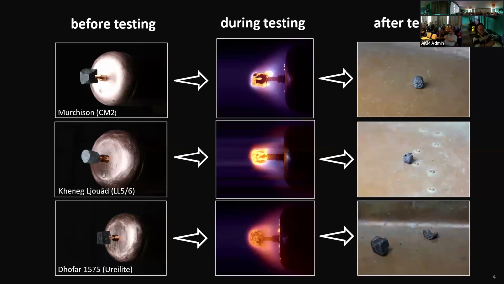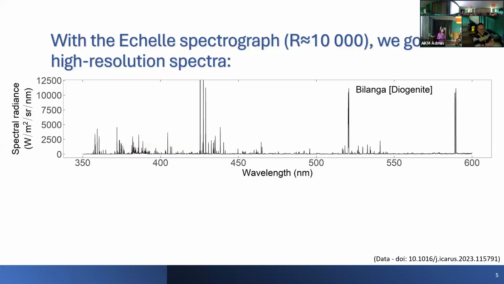And here we can see some of our meteorite samples. On the left, we have prepared meteorites before testing. Then we can see their ablation during testing and the remaining material after testing. To capture very detailed emission spectra, we used a very high-resolution Echelle spectrograph from the University of Stuttgart. And here is an example. This is from the Bilanga meteorite. We can clearly see that it gave us a really rich set of emission lines to work with.